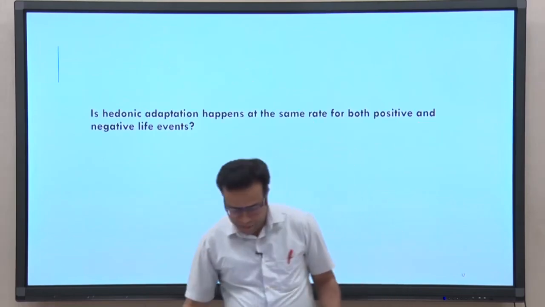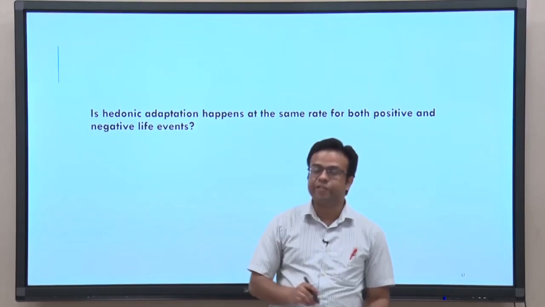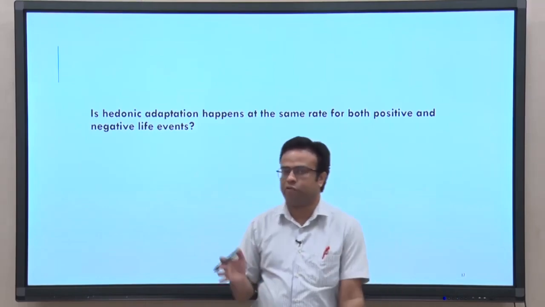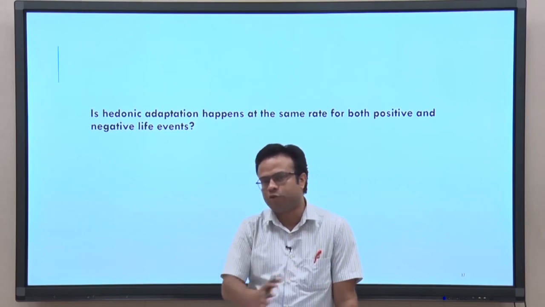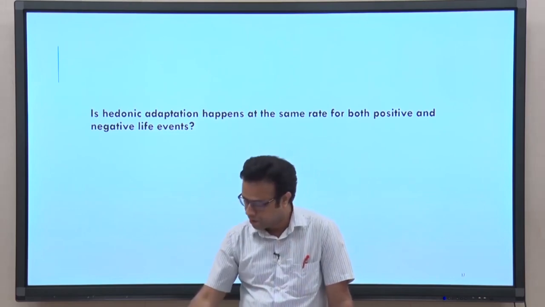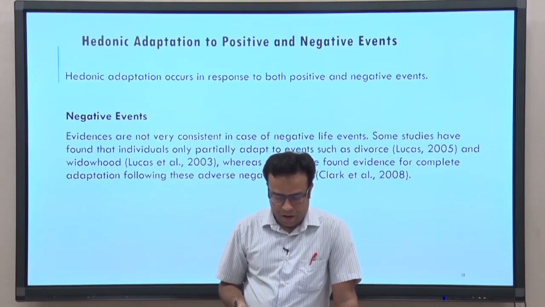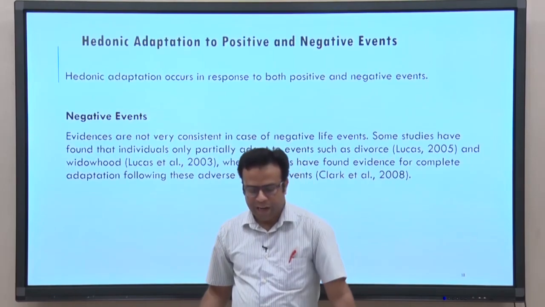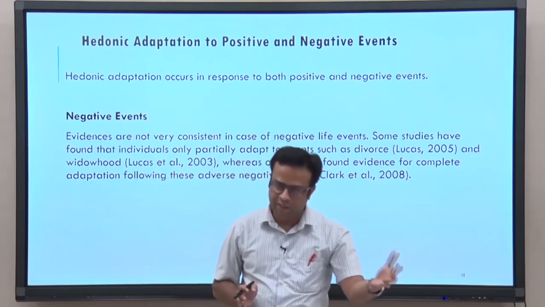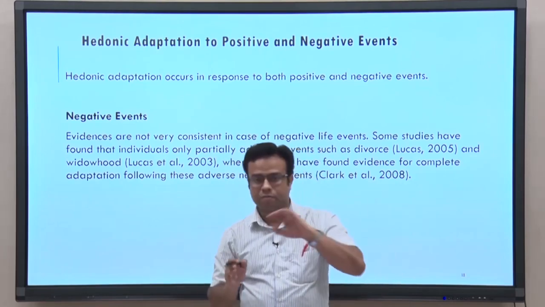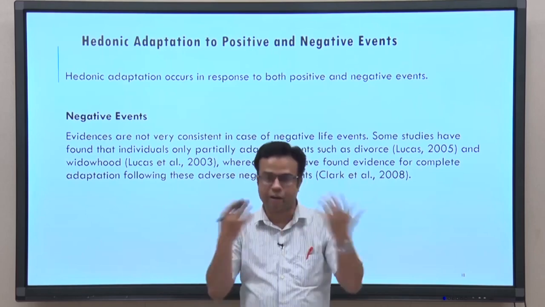So, is hedonic adaptation the same for both positive and negative life events? Let us see some of the research findings. Does adaptation happen at the same rate for both positive events as well as negative events? Let us see. Hedonic adaptation occurs in response to both positive and negative changes in life. Generally, we adapt to positive changes and negative changes. That is a good thing that we adapt.